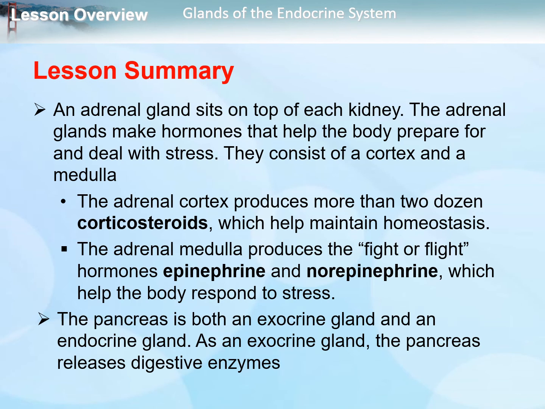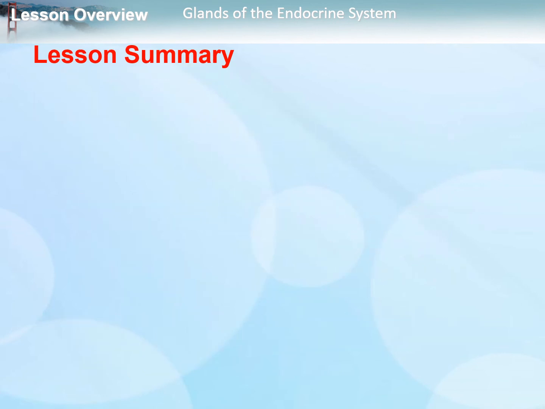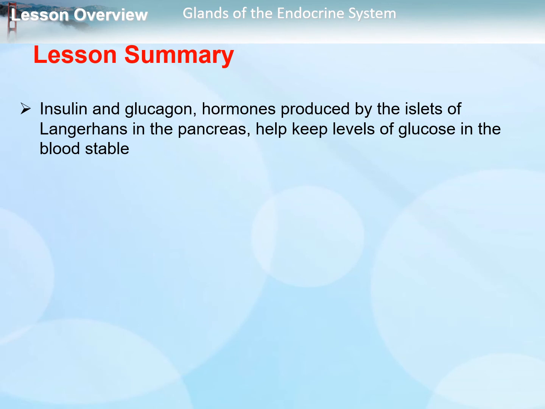The pancreas is both an exocrine gland and an endocrine gland. As an exocrine gland, the pancreas releases digestive enzymes. Insulin and glucagon, hormones produced by the islets of Langerhans in the pancreas, help keep levels of glucose in the blood stable.